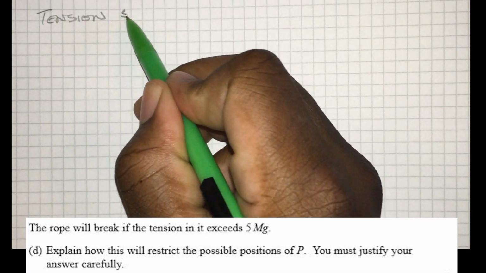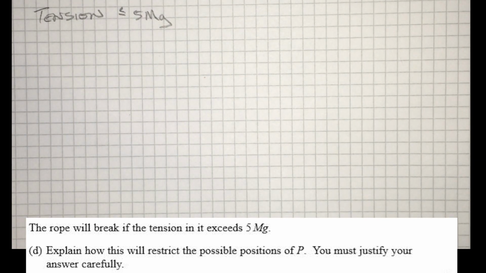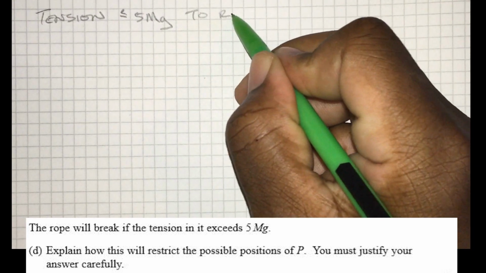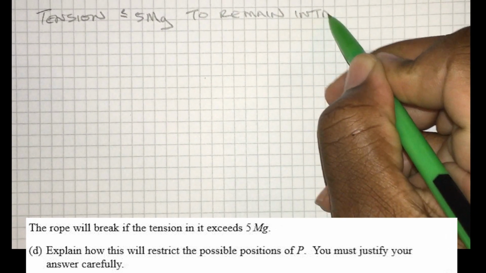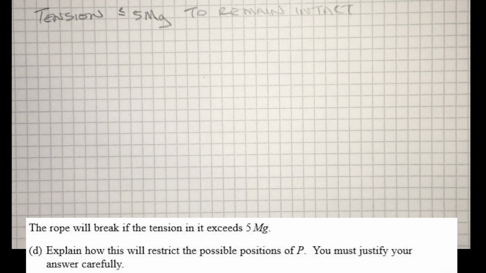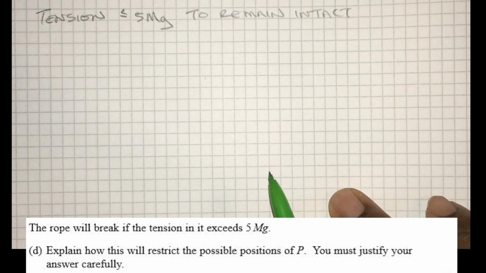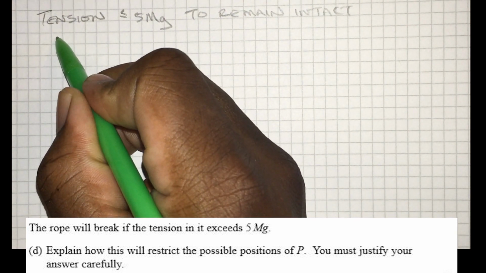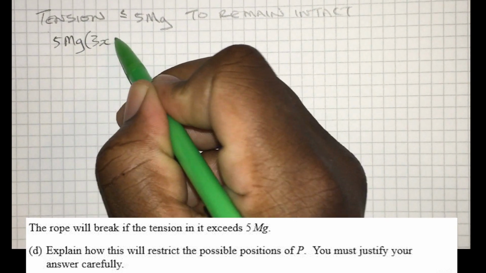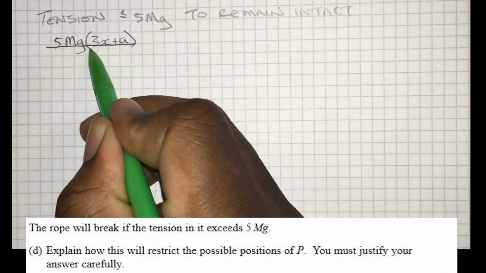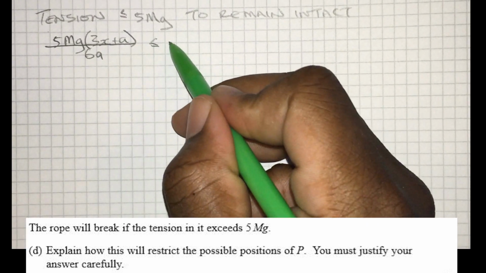And in this final section of the question, we're told that the rope will break if the tension exceeds 5mg. So tension needs to be less than or equal to 5mg for the rope to remain intact. So from that basis, I'm going to set up an inequality and go ahead to solve that inequality. Okay, so an expression for tension is less than or equal to 5mg.